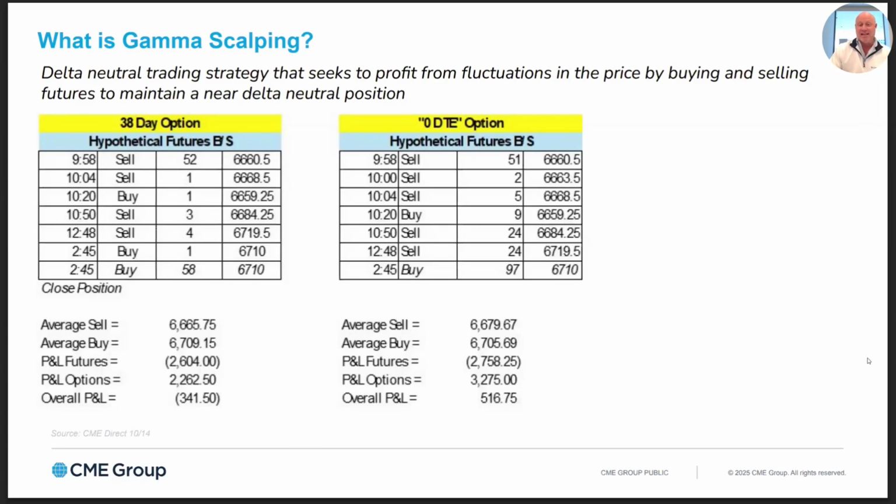What happens is because of gamma that we've been talking about, that delta changes. So in order to stay delta neutral, you either have to buy or sell futures as that price changes to remain delta neutral. So if your delta goes from 51 to 53, you've got to sell 2 more futures against that options position to maintain that delta neutral exposure. So on and so forth.